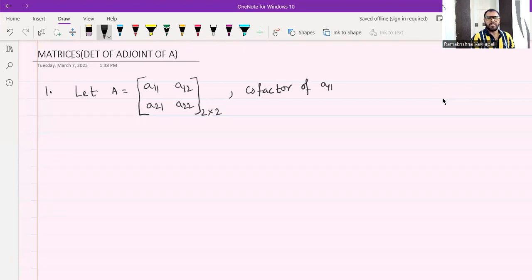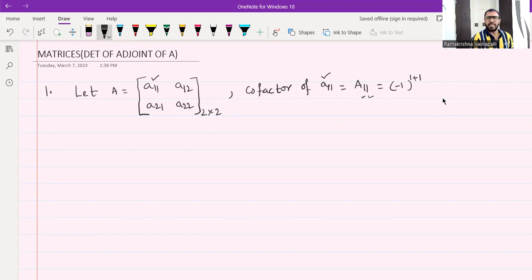a11, the very first element in the given matrix. We will denote it by A11. So this is equal to (-1) to the power of 1 plus 1. You write these numbers, okay? And you see, remove the first row and first column, meaning remove the row and column containing this element.